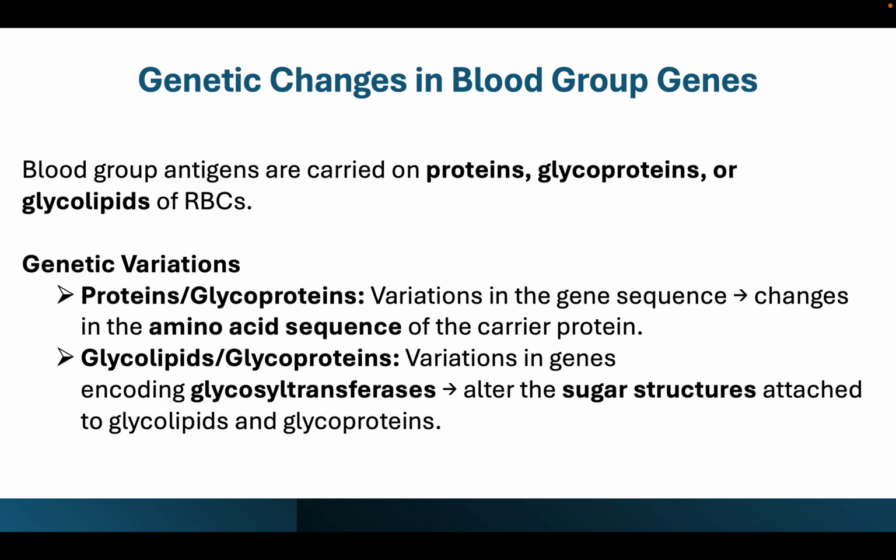So we have two kinds of mutation. Either way, the mutation happens on the DNA. The DNA variation affects the carrier. If it's a protein carrier, then the amino acid sequence changes. If it's a carbohydrate encoded by the enzyme glycosyl transferase, it will affect the sugar structure that carries the blood group antigen.